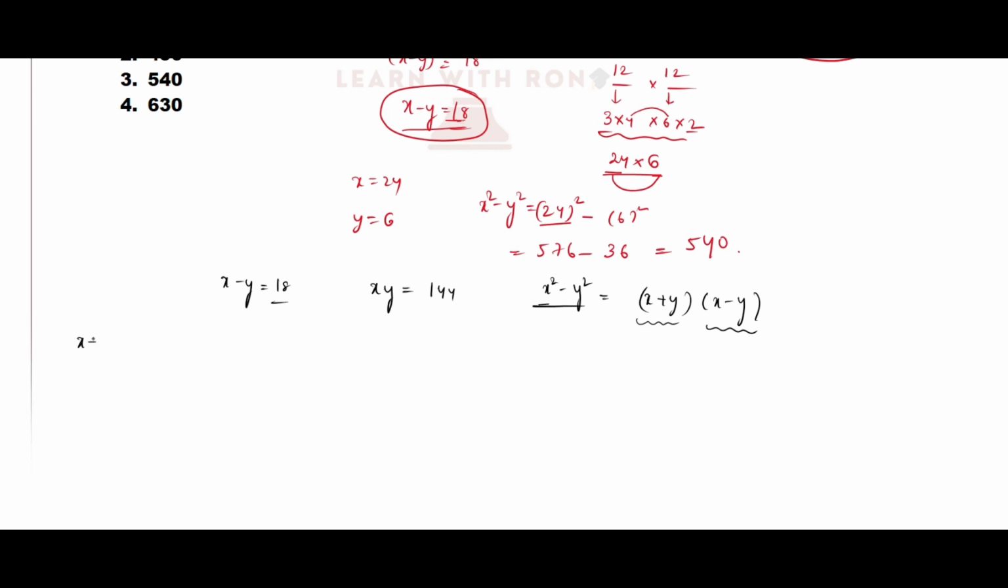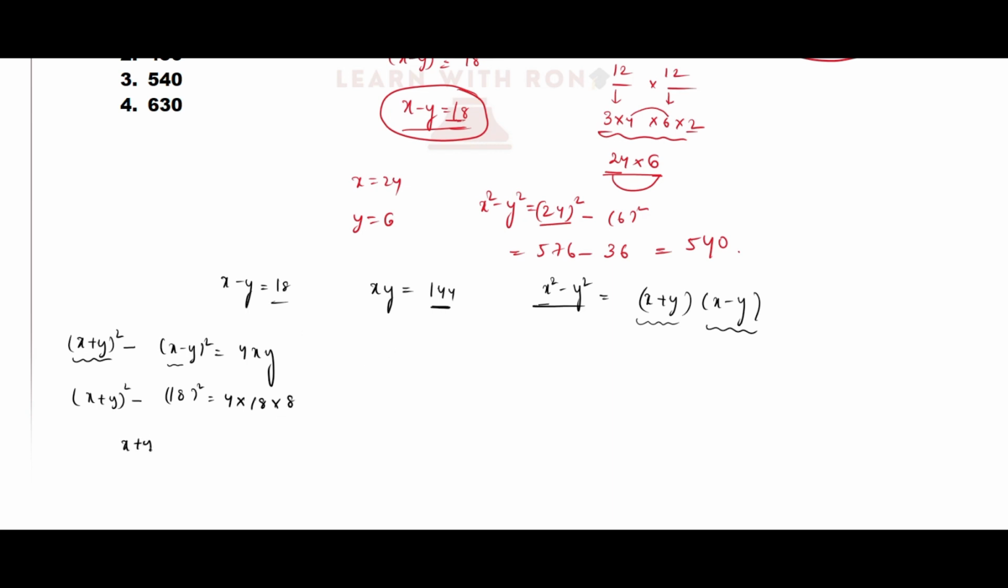We have a formula, right? (x plus y) whole square minus (x minus y) whole square equals 4xy. So, we need to find x plus y. So, (x plus y) whole square minus (x minus y) whole square, x minus y is how much? 18. So, 18 square, and 4 times 144. 144 can be written as 18 times 8, right? See, 18 times 8 is 144.